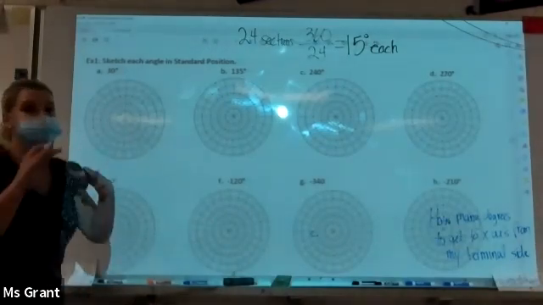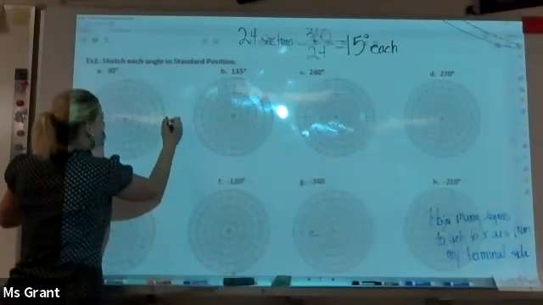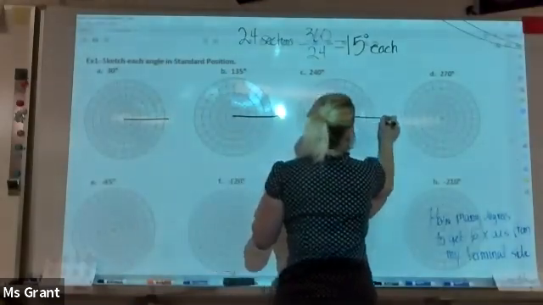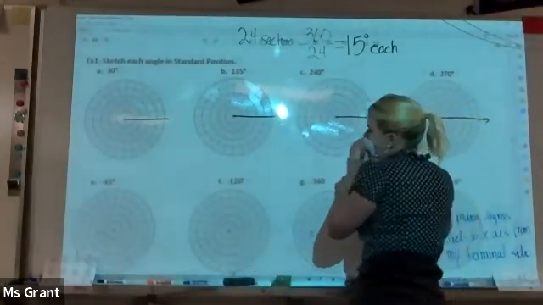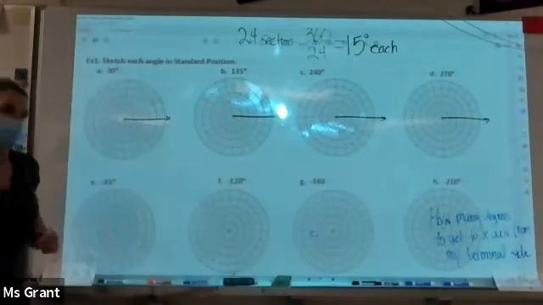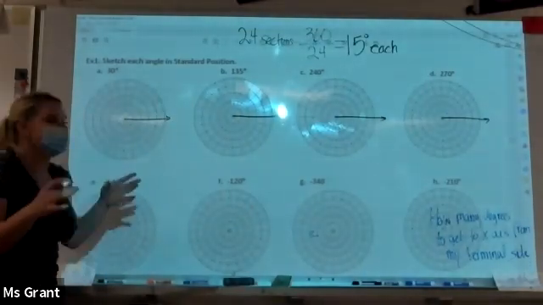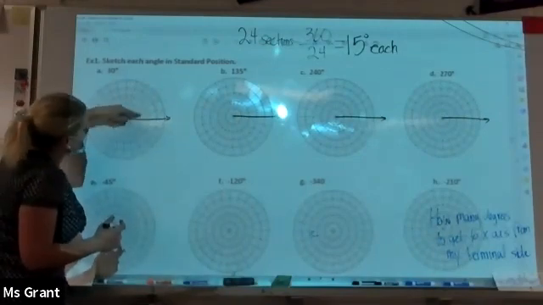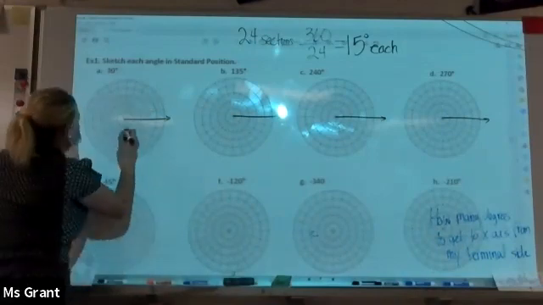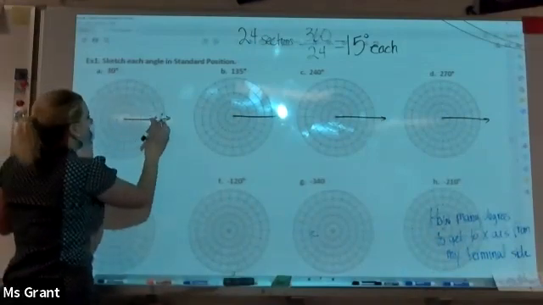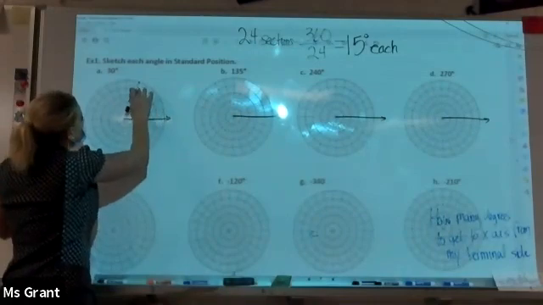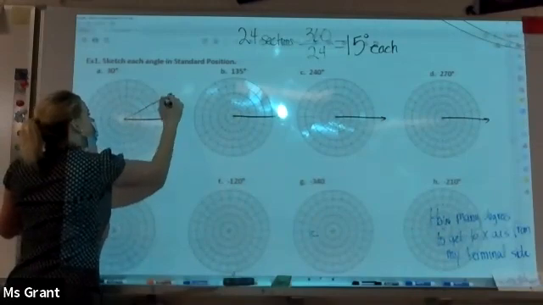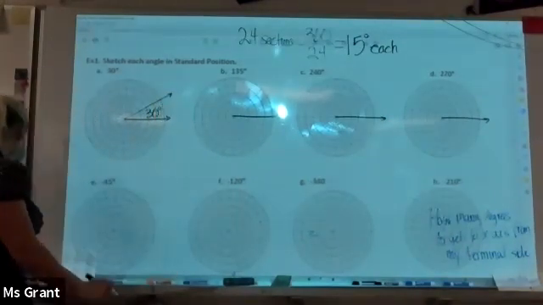So I'm going to start at my initial side, and I'm going to go counterclockwise. Ready? 30 degrees. Each section is 15 degrees, so these darker lines mean 15, 30. There's 30 degrees.